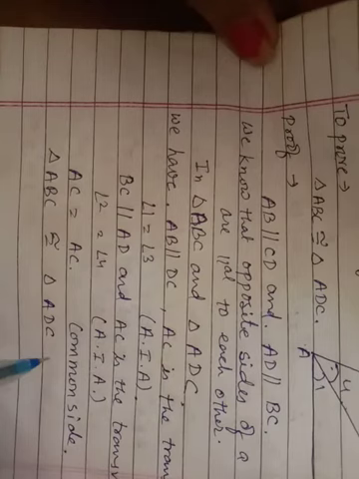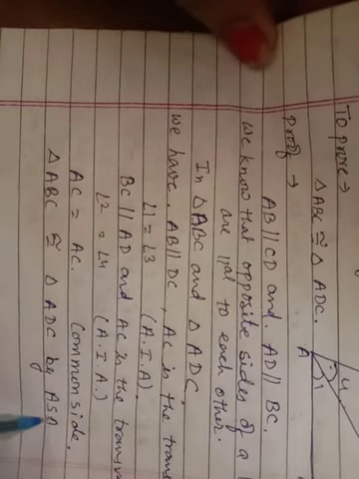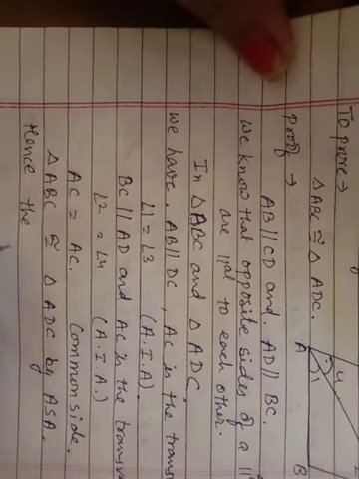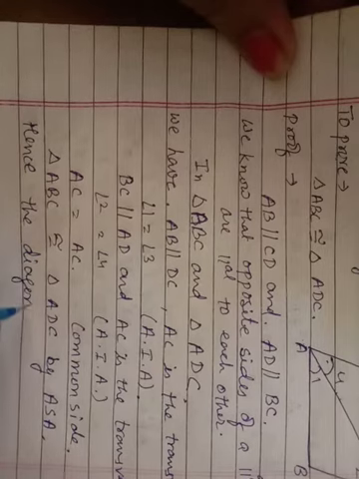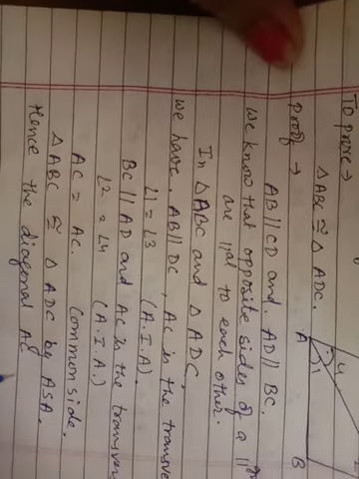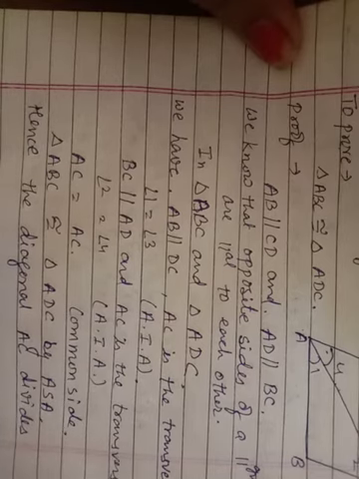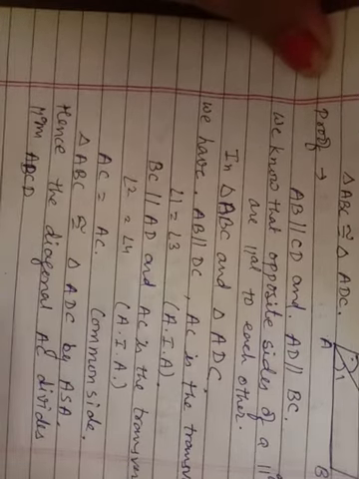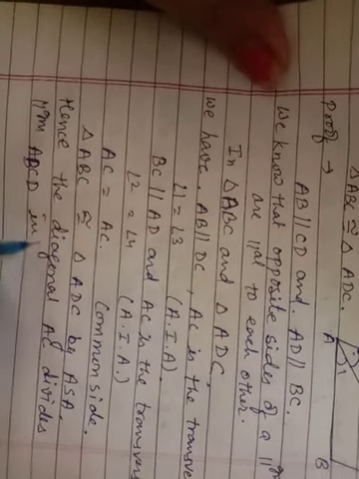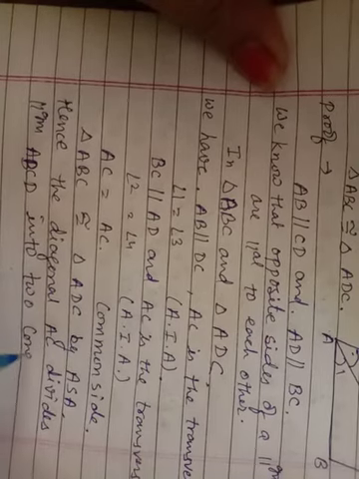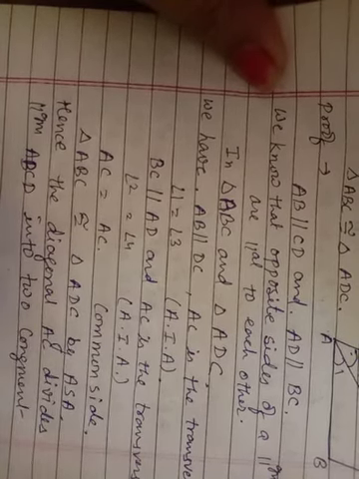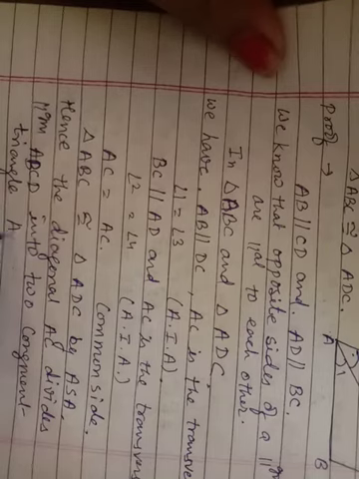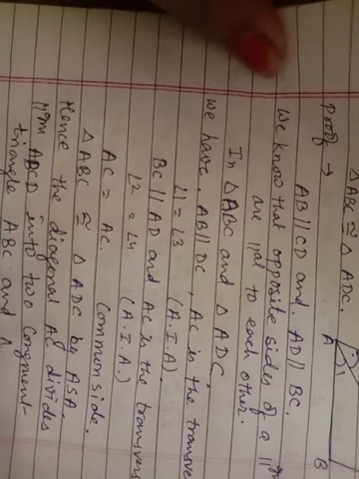by ASA congruency. Hence the diagonal AC divides parallelogram ABCD into two congruent triangles, ABC and ADC.